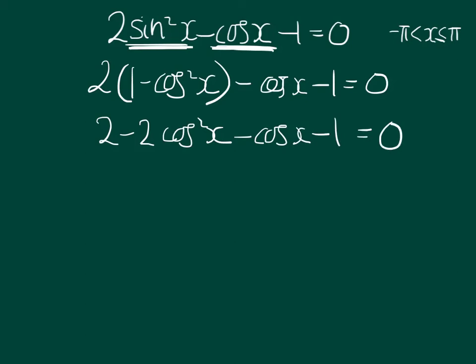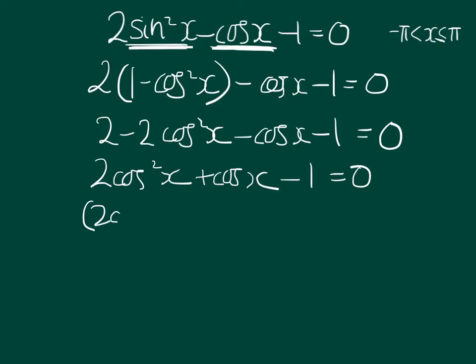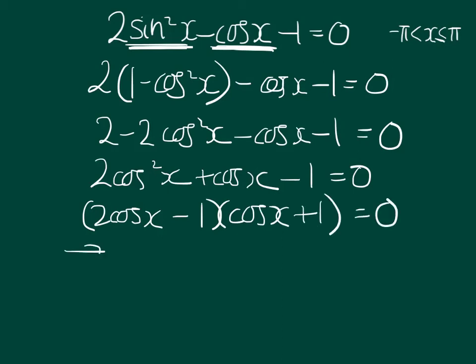And if we put this on the other side, we get 2 cos squared x plus cos x minus 1 equals 0, and we can factorise that to give 2 cos x minus 1 and cos x plus 1. Okay, and that will give us cos x equals half and cos x equals minus 1.